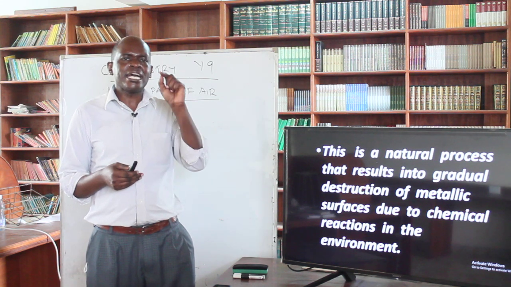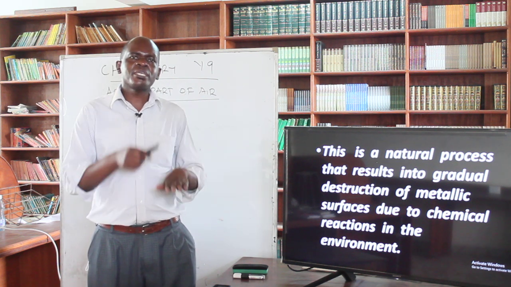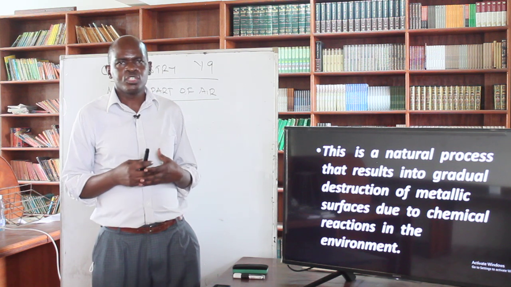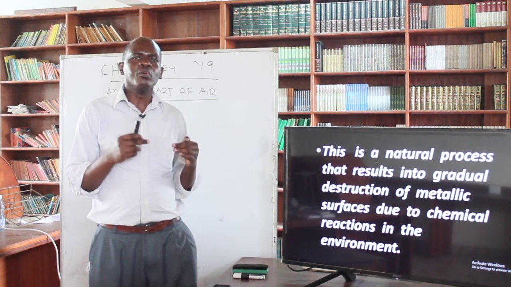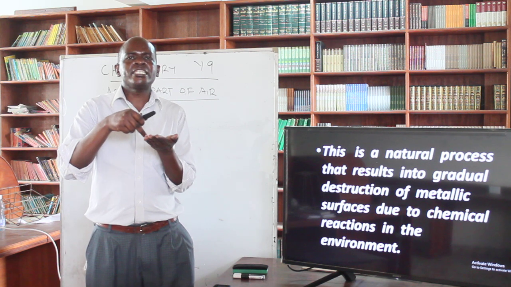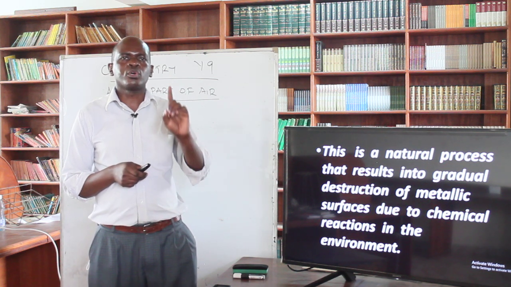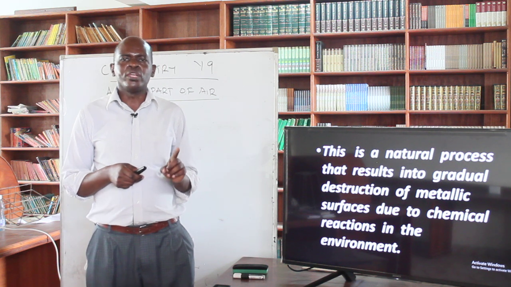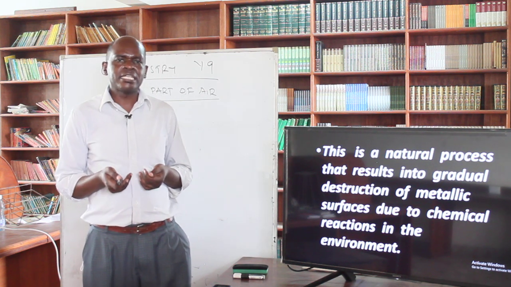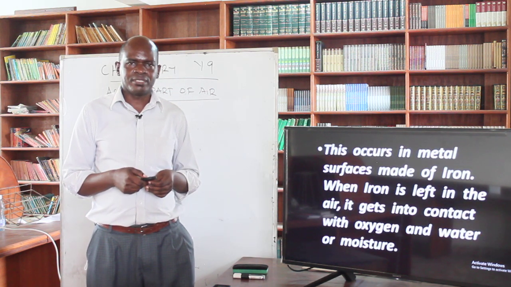And then this particular destruction is taking place on the surface. It is not inside. It begins on the surface. Then when this metallic material is continuously exposed to the environment, the destruction moves deeper into the metallic material. So when you talk about corrosion, we are looking at a natural process, a gradual destruction, and a reaction taking place on the metallic surface, mostly due to the chemical reactions in the environment.